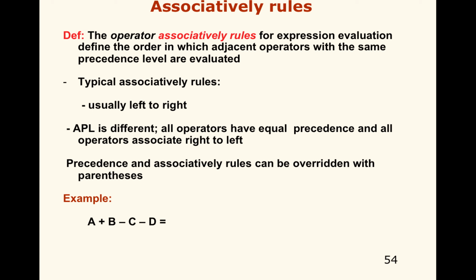So precedence and associativity rules can be overridden with parentheses by putting parentheses around numbers. For example, A plus B minus C minus D, you can change which ones get done first with the parentheses that you'd be putting around it.